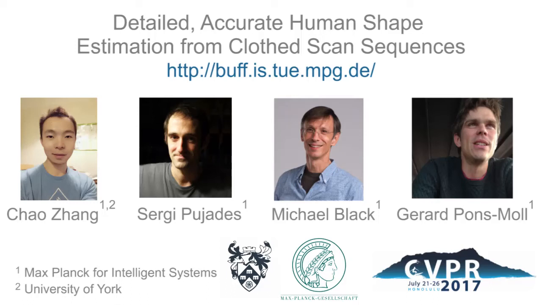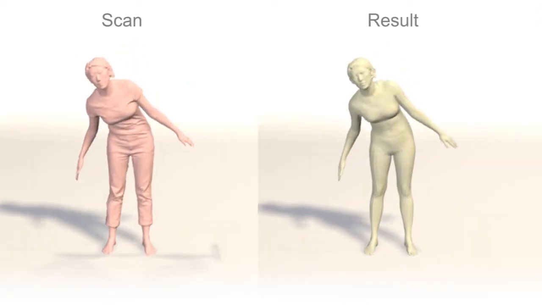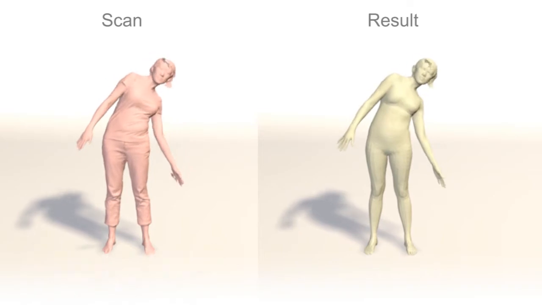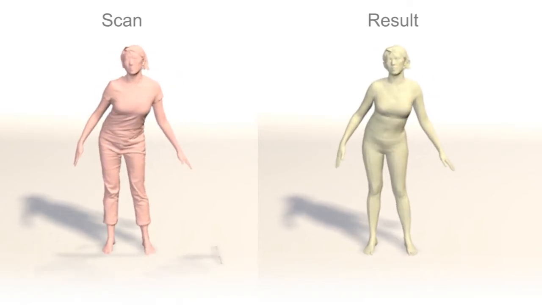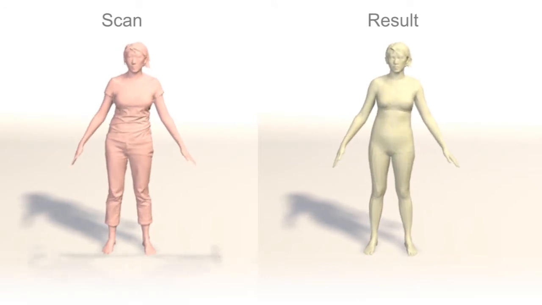In this paper, we introduce a novel method to estimate accurate 3D shape under clothing from 3D scan sequences. The input scan sequence is shown on the left in pink, and our result, the minimally clothed shape, is shown on the right. Our results capture shape, fine facial details, and even hair.